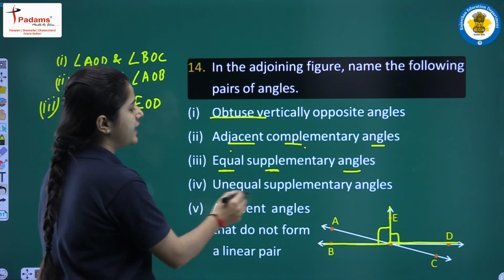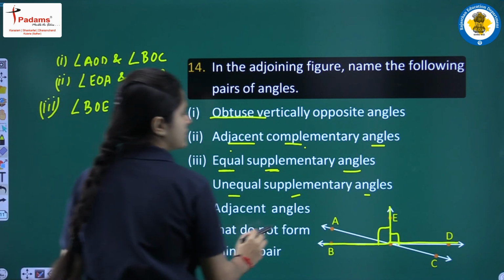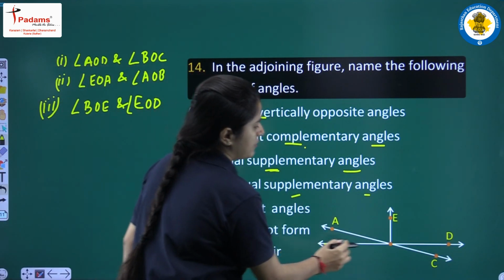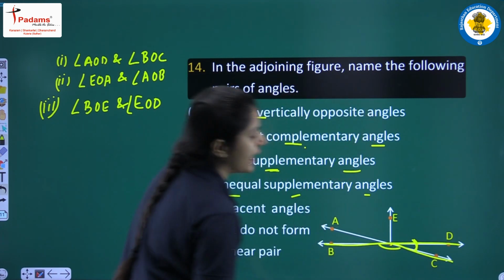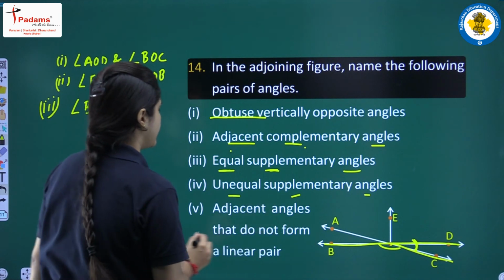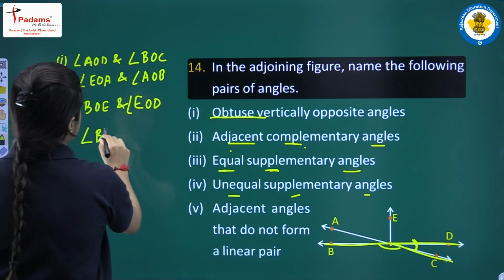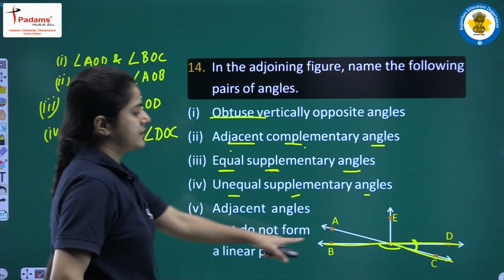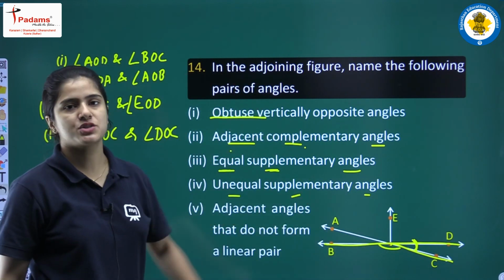Now students, unequal supplementary angles. Where are unequal supplementary angles? We are looking at this particular line, this angle and this angle are unequal supplementary angles. So this is the fourth part, angle BOC and angle DOC. Okay, this one and this one. These are unequal supplementary angles.